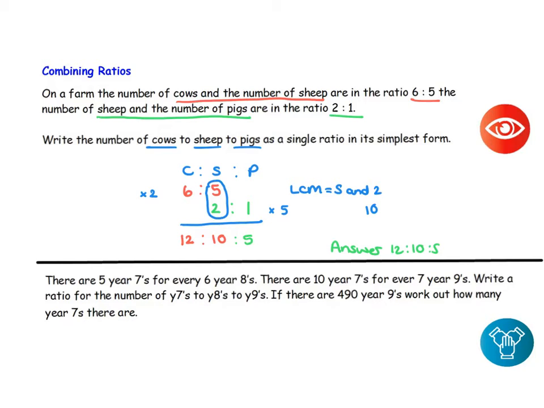And then it goes on to say, if there are 490 year 9s, work out how many year 7s there are. On your action sheet, you'll need to write this question into the left-hand side box and then have a go. Please could you pause the tape now to do this.